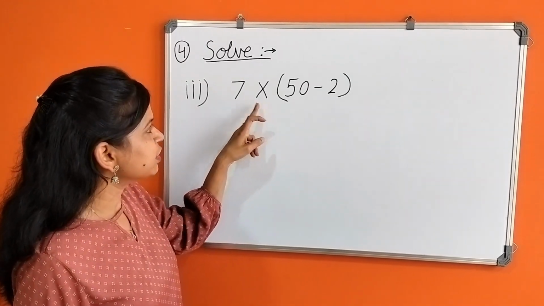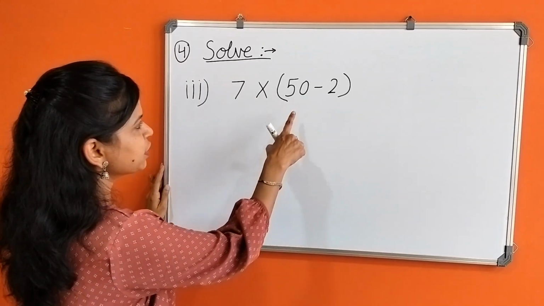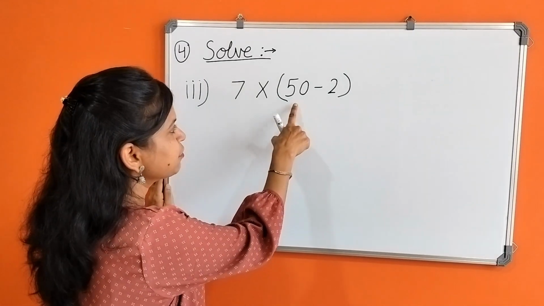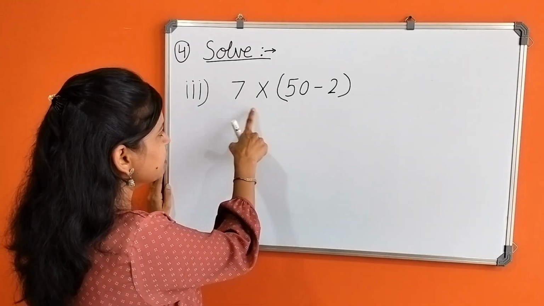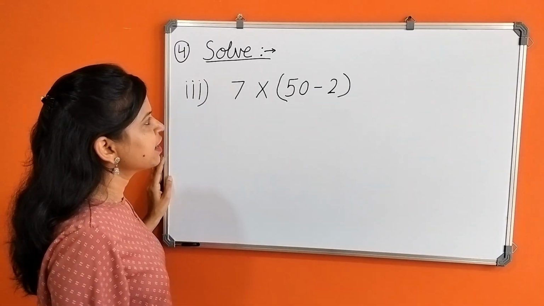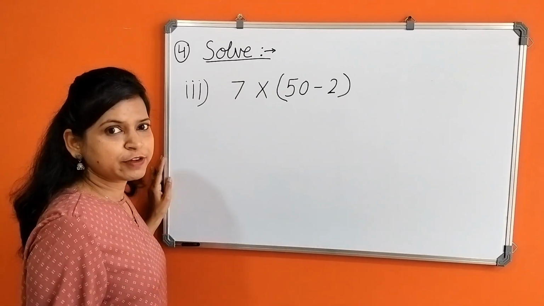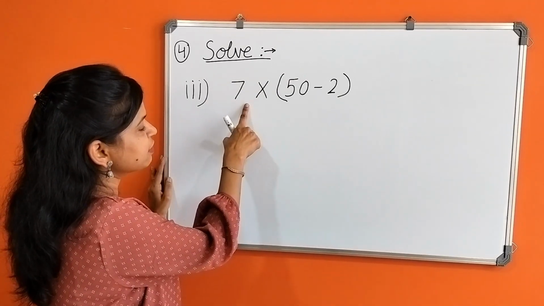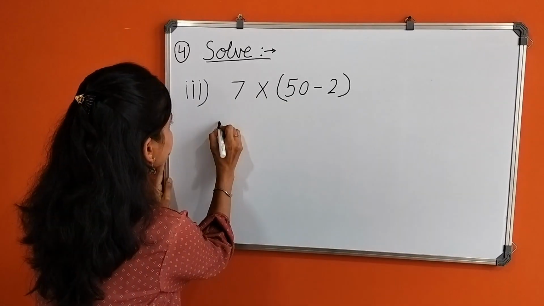Solve this, 7 into 50 minus 2. So if we solve this bracket first, 50 minus 2 is 48. Then we have to multiply 7 into 48. Then we can get the answer. But if we use the distributive property here, then what will we do? We will distribute this 7 with both integers. How?